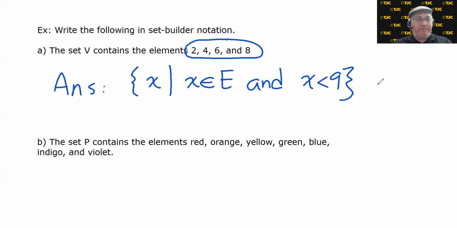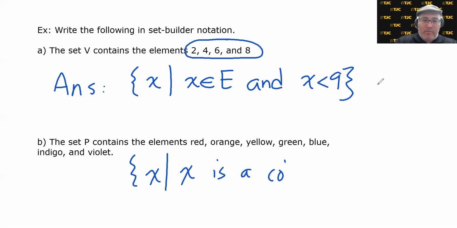What about part B? The set P contains the elements red, orange, yellow, green, blue, indigo, and violet. Could we just say the set of x's such that x is a color? Well, no, because that set would contain all colors, and there's some colors missing here. There's no black, there's no brown, there's no pink. There's a lot of colors missing. So we can't just say x is a color. But do you know what's special about these 7? And you may or may not, but these are the colors of the rainbow.